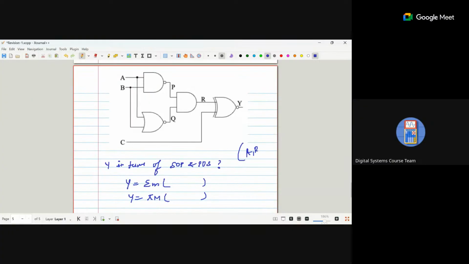It is A, B, C, okay? So A will be the MSB and C will be the LSB.